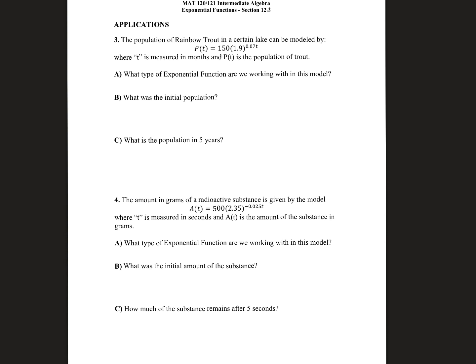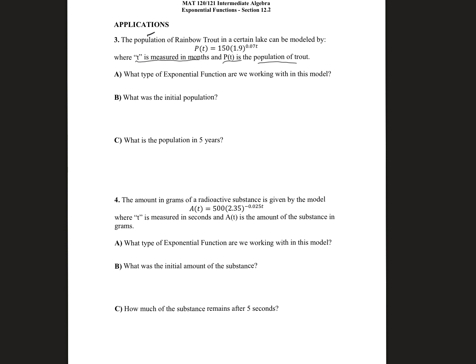But the first application, we're talking about population. Again, that's a classic situation where we're going to see an exponential model occurring. We're talking about the population of rainbow trout in a certain lake, and it's modeled by P of t, my population with respect to time, equal to 150 times 1.9 to the 0.07t power. It looks a little bit different than what we have, but I'll break it down in a moment. T, the variable, is measured in months, and P of t, the function, is the measurement of the population.